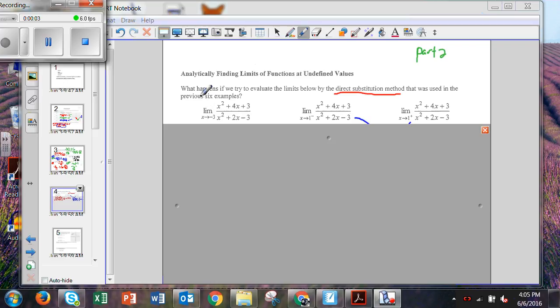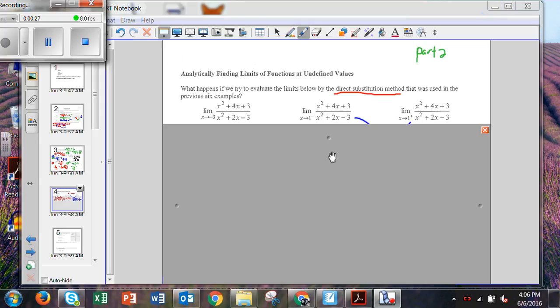Calculus Day 3 Notes, Part 2. So now we're going to continue to analytically find limits of functions at undefined values. What happens if we try to evaluate the limits below by the direct substitution method that was used in the previous 6 examples? Well, the function is the same: x squared plus 4x plus 3 all over x squared plus 2x minus 3.